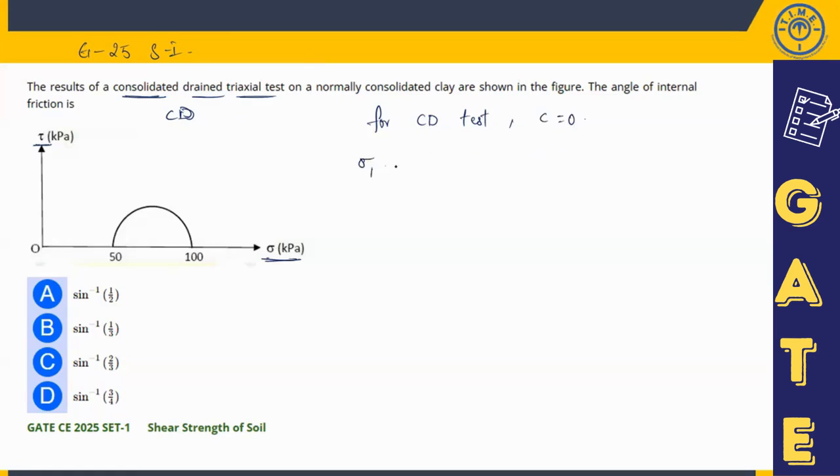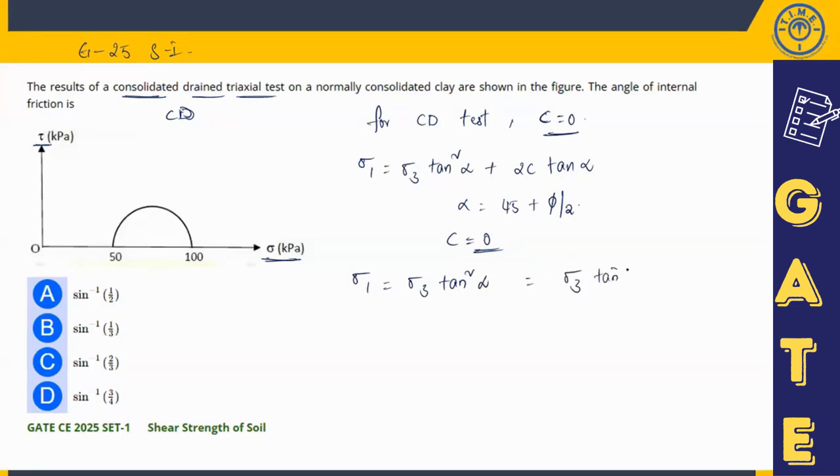So from the equation of plastic equilibrium, we have the formula sigma 1 equals sigma 3 tan square alpha plus 2c tan alpha, where alpha is equal to 45 plus phi by 2. Since it is mentioned as a CD test, I can say C equals 0. Therefore, the plastic equilibrium equation transforms to sigma 1 equals sigma 3 tan square alpha, that is sigma 3 tan square of 45 plus phi by 2.